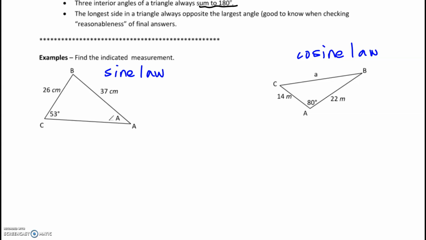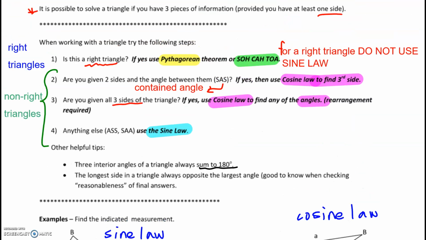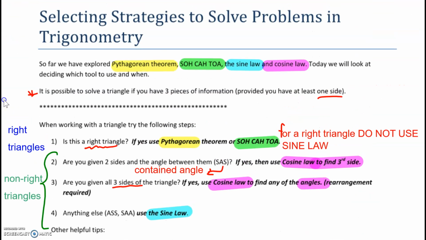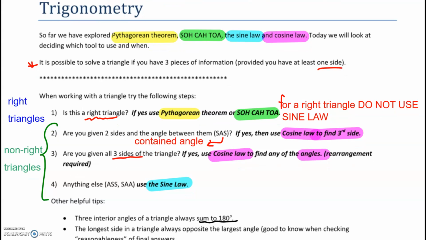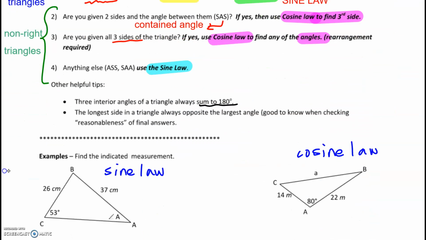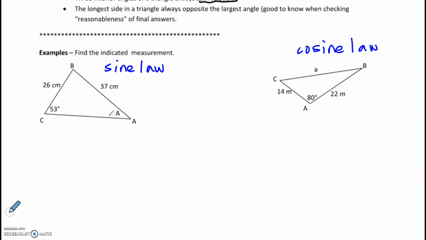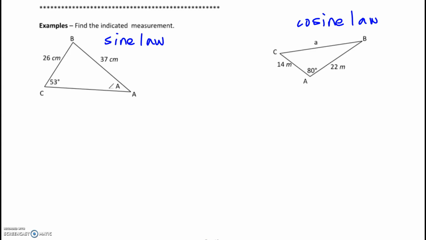Okay, this is video 2 for selecting strategies to solve problems in trigonometry. If you watched the first video, we talked about how to make decisions about what to use when, and we already decided what we need to use. Hopefully you've already tried these questions and have answers, and now you're just watching me to see if you did it right. All right, we're solving with sine law here.